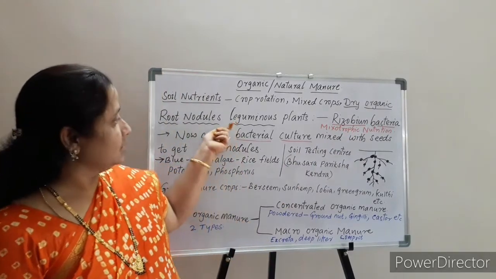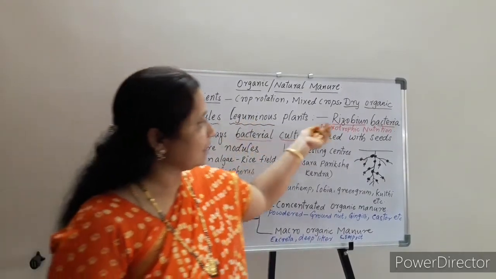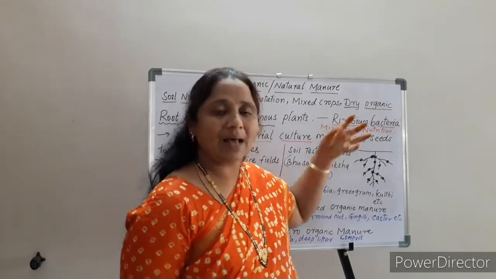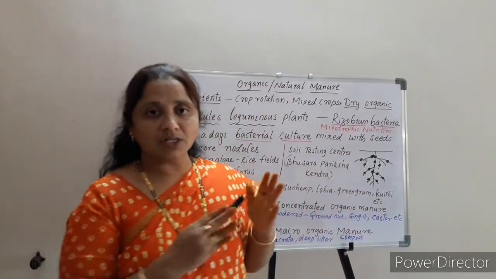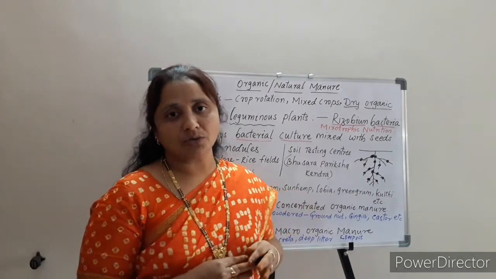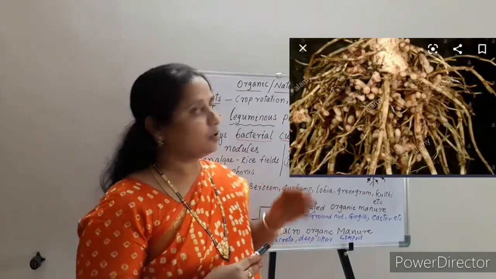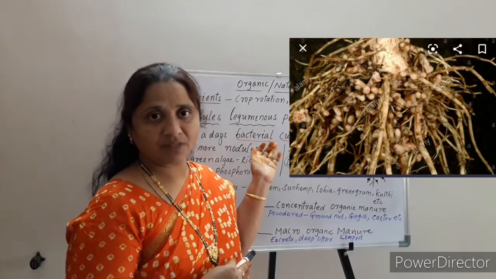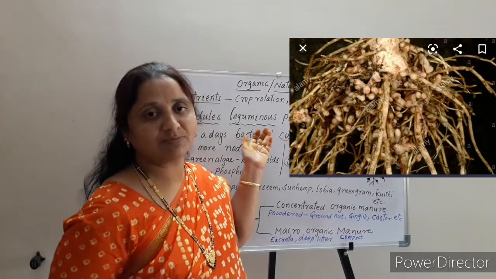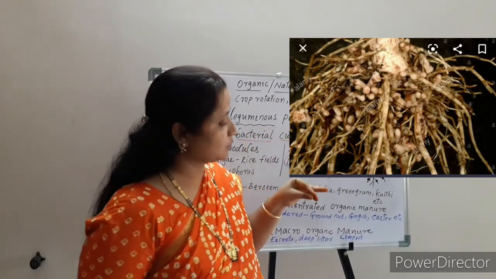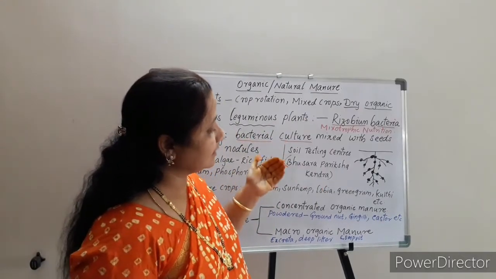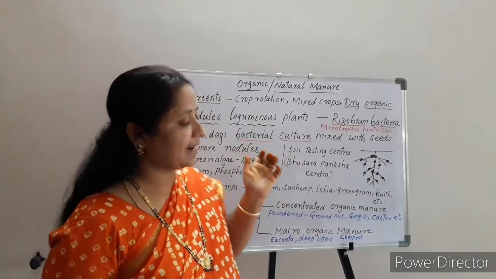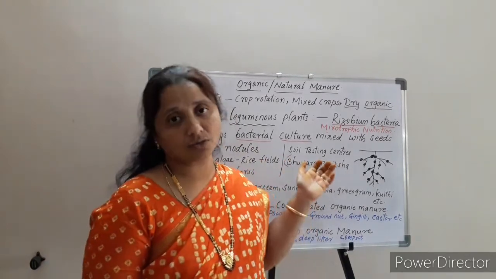The root nodules of leguminous plants contain rhizobium bacteria. It not only absorbs nitrogen from the soil and from the atmosphere, it also adds back nutrients into the soil after the harvesting of these leguminous plants. After cutting down the crop, the roots remain in the soil and they add back nitrogen to the soil, and they increase the fertility of the soil and the availability of nitrogen.